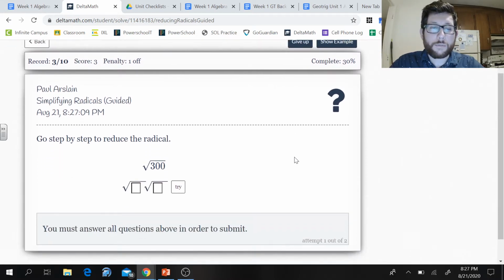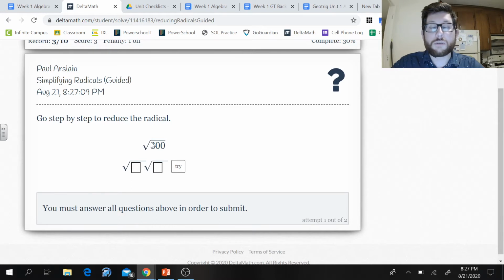Now, let's take a look at this. Remember, when we're dealing with radicals, what we want to do is divide out perfect squares. So your perfect squares are like 4, 9, 16, 25. So 2 squared is 4, so 4 is a perfect square. 3 squared is 9, that's a perfect square, and so on.